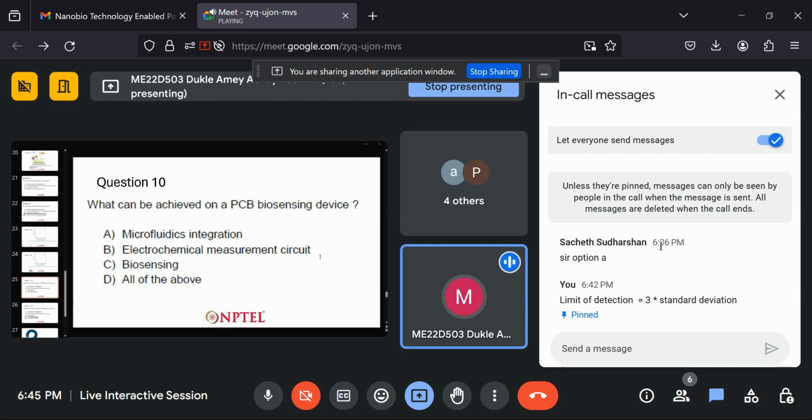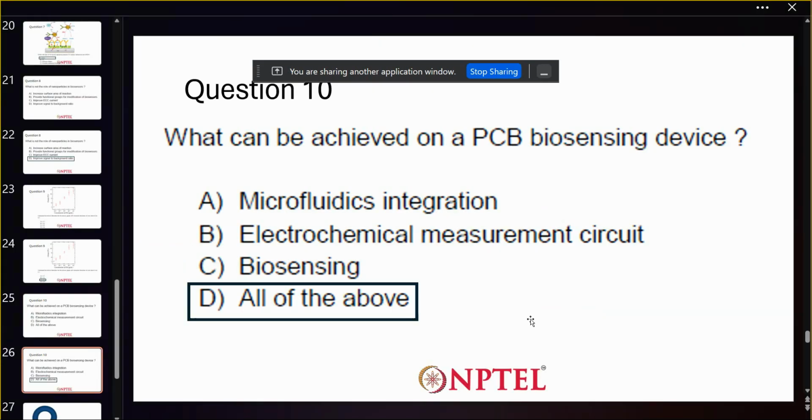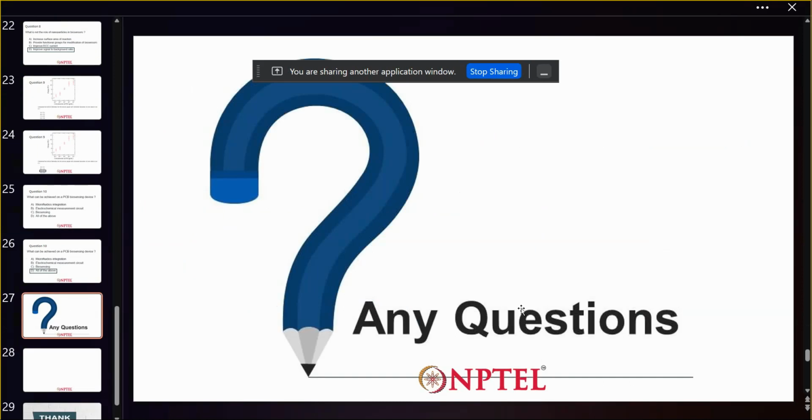This is something which has been done with PCB biosensing, something which everyone knows is possible. Electrochemical measurement circuit: when you have a printed circuit board, you are doing electrochemistry, and the measurement circuit is what you actually plan to use it for. That is a given, and it can also be used for biosensing. So the answer is all of the above. With this, we have completed this week's practice assignment.